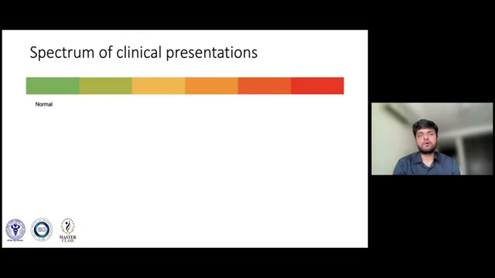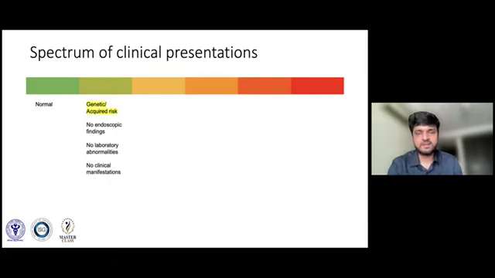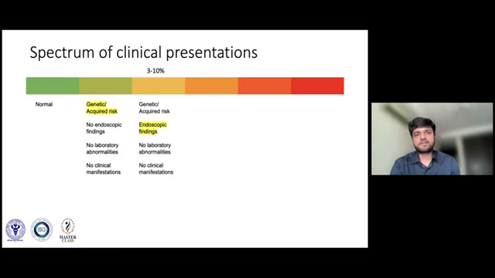So there is a broad spectrum of clinical presentations. While a lot of patients may have normal bowel findings, and some of them may have genetic or acquired risk, a lot of patients may have no endoscopic findings, no laboratory abnormalities, and no clinical manifestations. And in 3 to 10% of patients, as we saw in the previous slide, endoscopic findings start appearing.